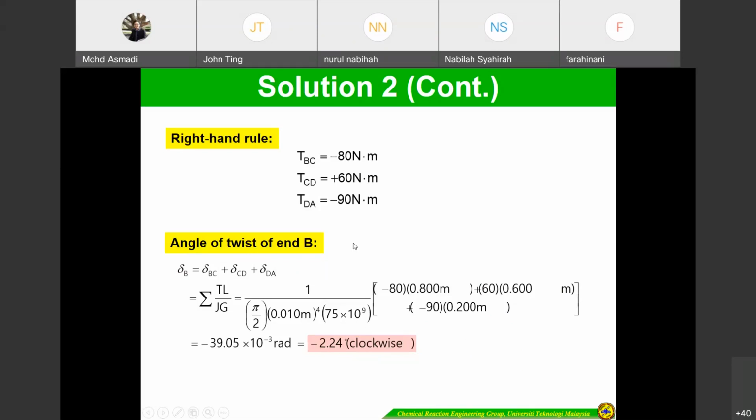Is it clear? Okay, let's see, now what time is it? 9:25. Okay, so we break for 5 minutes if you want to go to the toilet or have a drink before we finish the power transmission. We start again at 9:30.